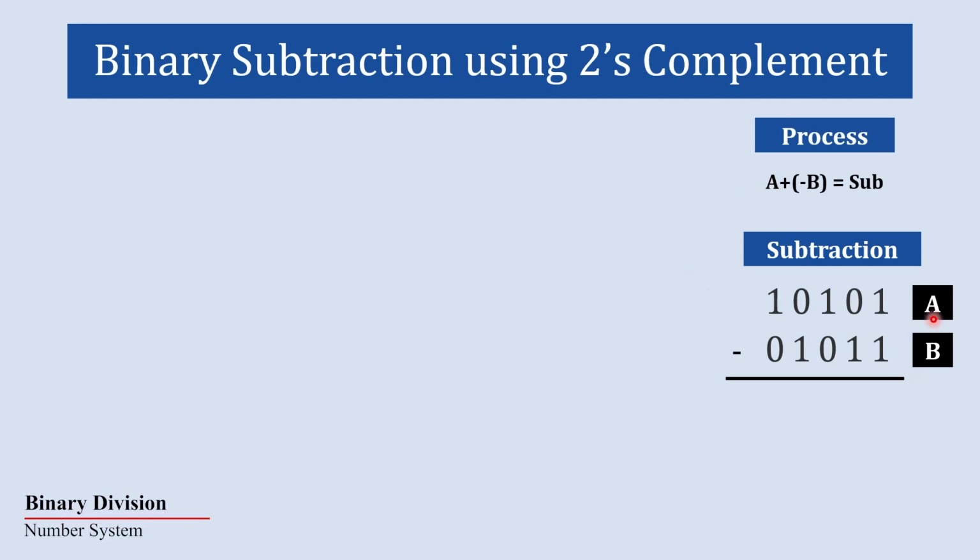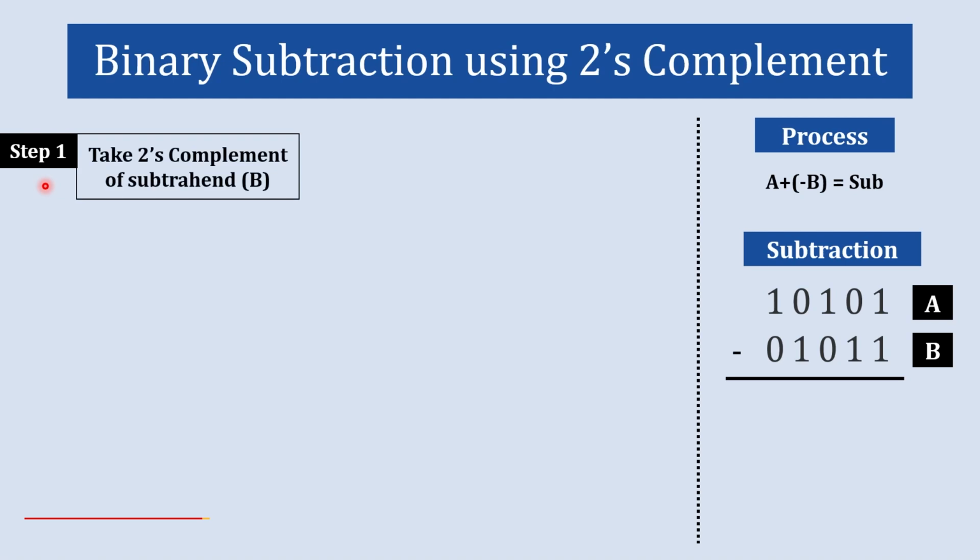Instead of directly subtracting B from A, we'll take the 2's complement of B, which is minus B, and then we'll add this minus B to A. So A plus minus B will give us the subtraction of these two numbers. To achieve this, in step number 1, we need to convert the subtrahend into its 2's complement form. Or simply we can say, convert the number to be subtracted into its 2's complement form.